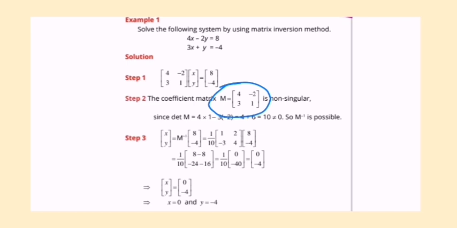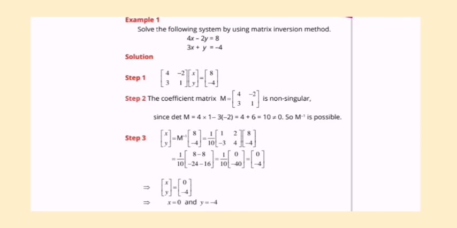So now if we multiply 1 with 8 and 2 with minus 4, this gives us 8 minus 8, and if we multiply minus 3 with 8, this is minus 24, and 4 multiplied by minus 4 is equal to minus 16. So the matrix becomes 1 over 10 times the column matrix [0; -40].